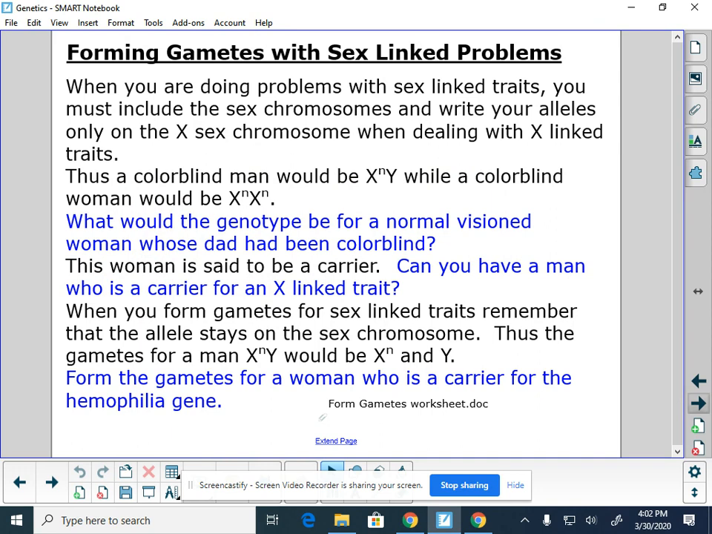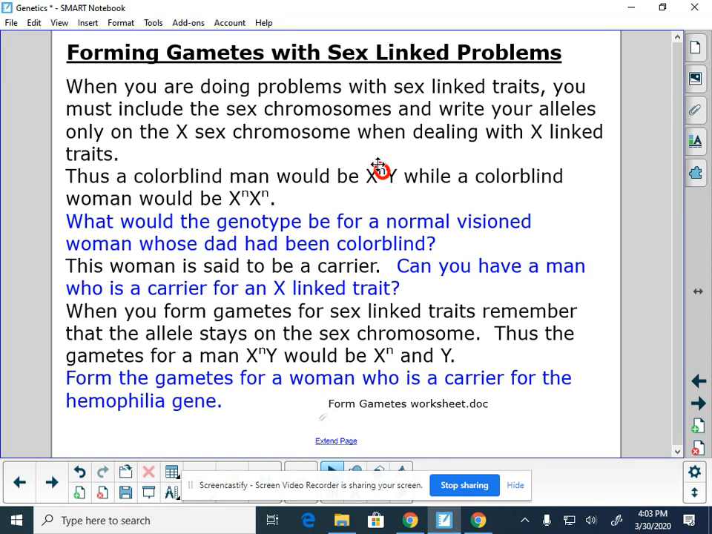When you're doing problems with sex-linked traits, you must include the sex chromosomes and write your alleles only on the sex chromosomes using a superscript number. So I'm using the example of colorblindness here. A colorblind man would be X lowercase n because it's a recessive sex-linked trait, while a colorblind woman would be X little n, two little n's there.